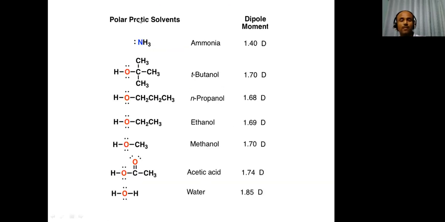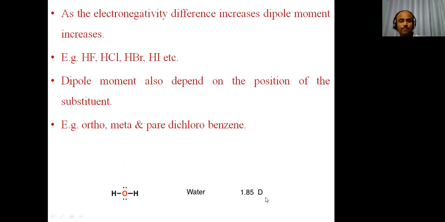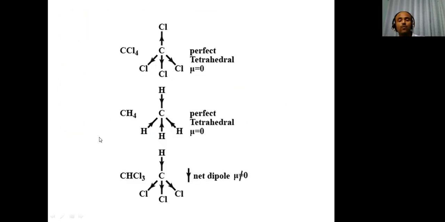Here are some examples of molecules and their dipole moments. Here, as the electronegativity difference increases, the dipole moment value increases. Example, HF, HCl, HBr and HI. Dipole moment also depends on the position of the substituent, that is ortho, meta and para dichlorobenzene. Okay, so this is also some example.